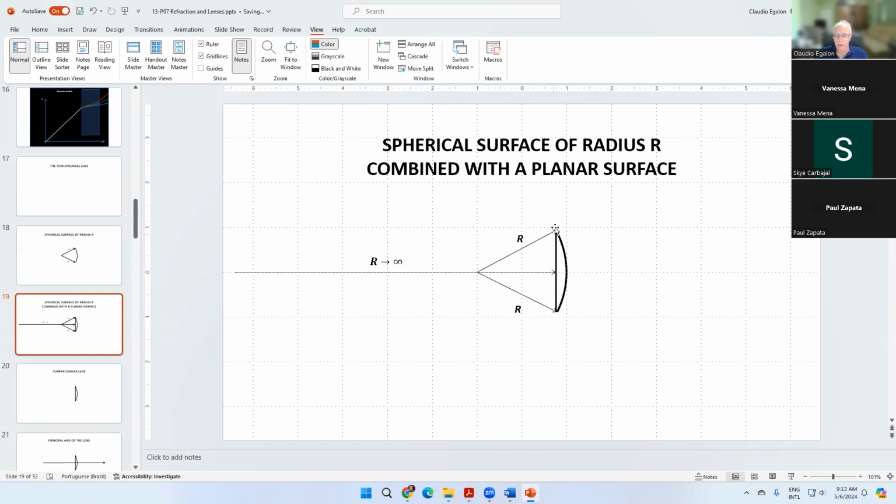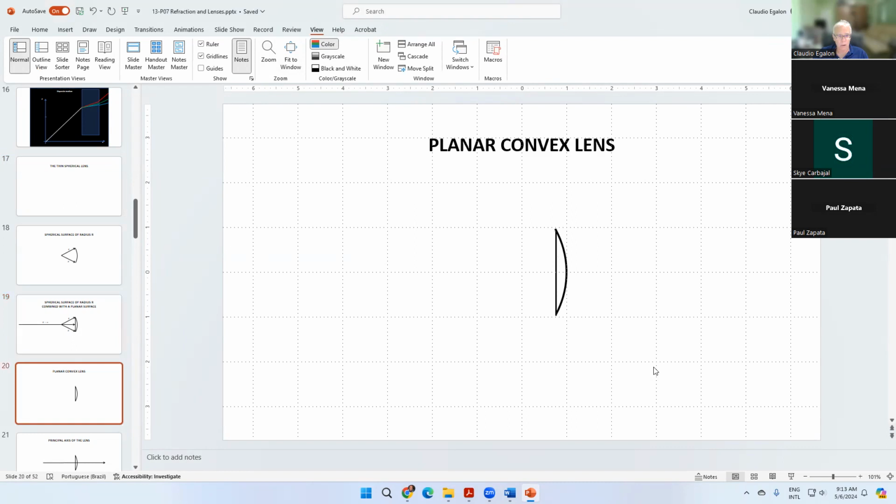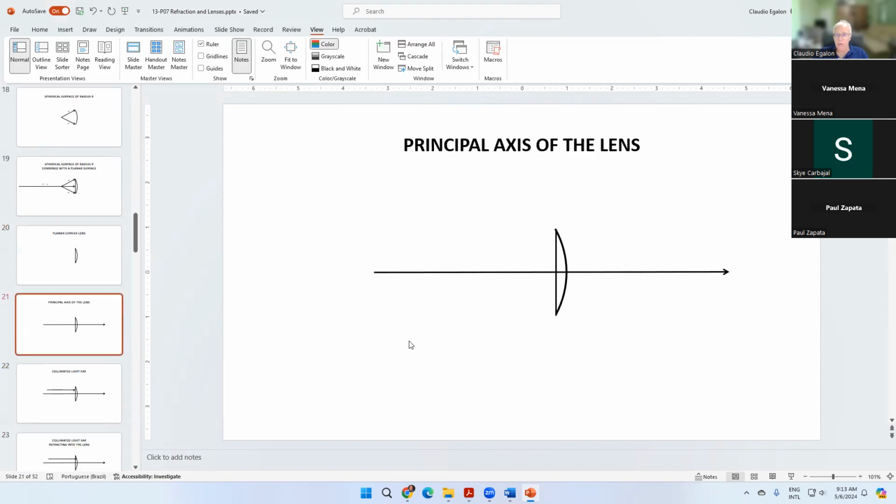That's the radius of curvature of this surface right here. Okay, so here you go, plane convex lens. Make it look nicer now. That's what it is. And then what we do to find out the position of an image formed by a lens? Well, we do exactly what we did before for the mirror. We introduce the principal axis of the lens.